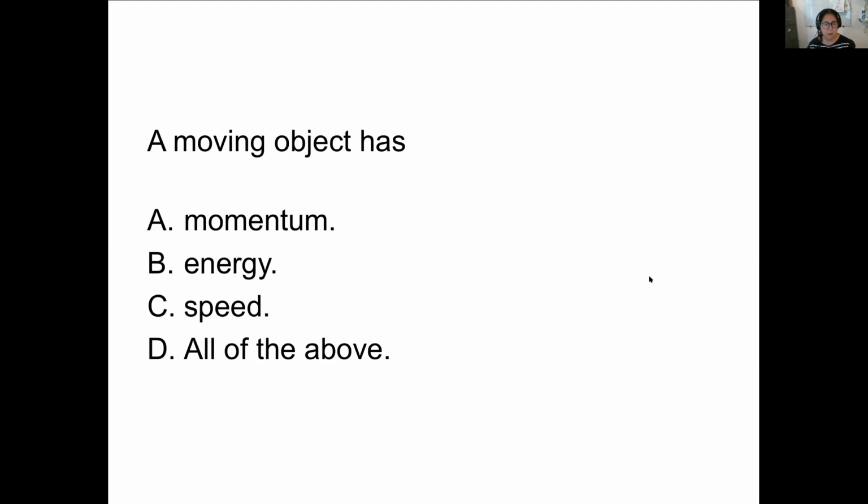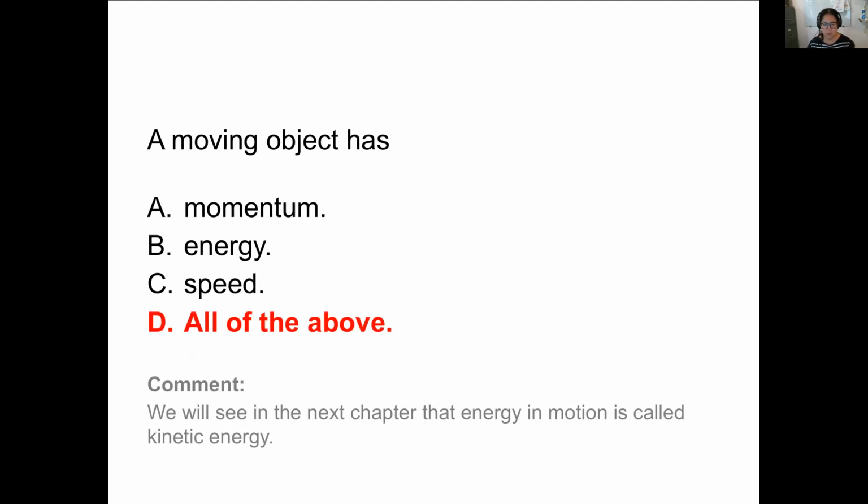So when you have a moving object, A, it has momentum, B, it has energy, C, it has speed, D, all of the above. Well, we haven't talked about energy, but it has to have a momentum and a speed, and also it has to have an energy. So the answer is all of the above.